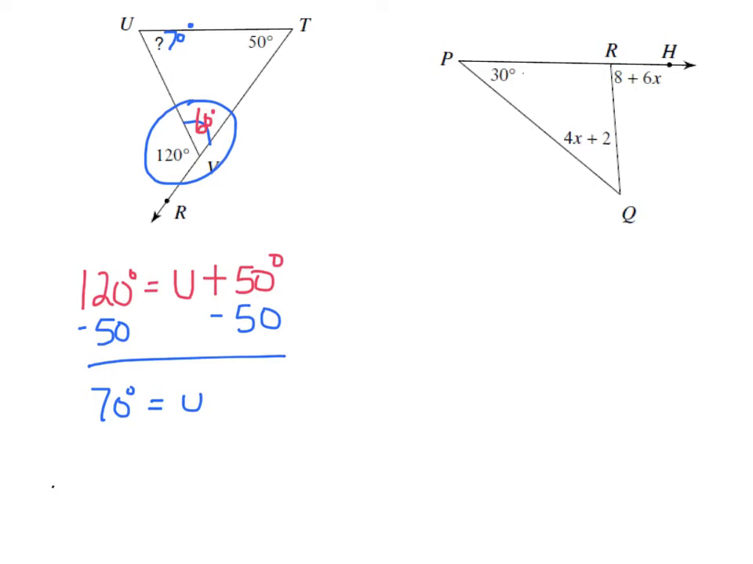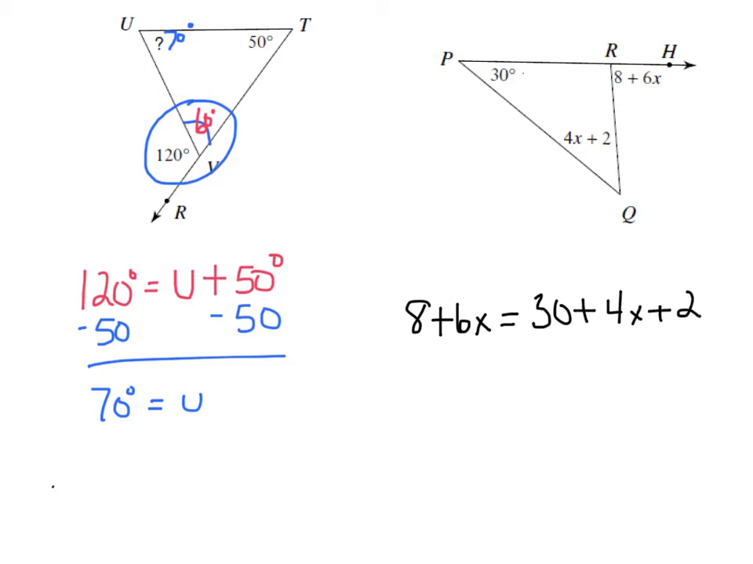Now comes your favorite type of problem. I know you're looking at the example on the right and saying, yes, there's algebra involved, and I am so awesome at algebra that I'm going to have no problem with this. And you know what? You're right. So the first thing I need to do is set up my equation. I know the exterior angle, which is 8 plus 6x. I know that equals the sum of the two interior angles, which is 30 plus 4x plus 2.